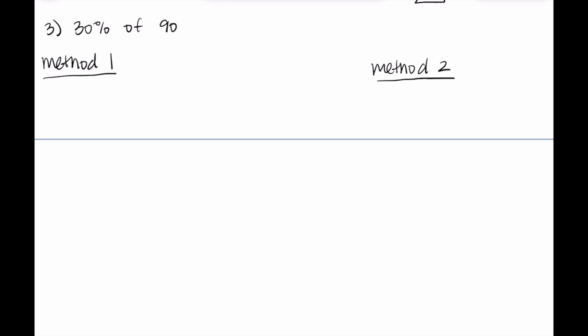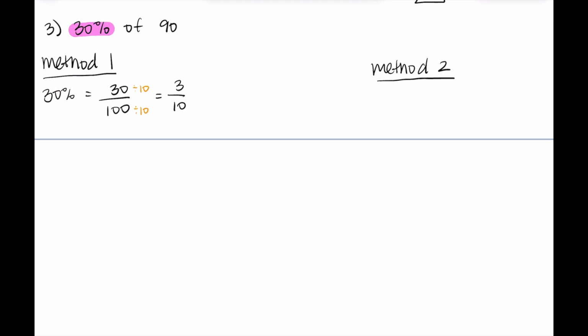And now we'll move on to our last practice problem for today. For number 3, we have 30% of 90. Let's do the setup with both methods side by side one last time. For method 1, we're going to convert that 30% into a fraction, right? So 30% is the same as 30 over 100, and we can reduce our fraction if we divide top and bottom by 10. So when we divide top and bottom by 10, we end up getting 3/10.